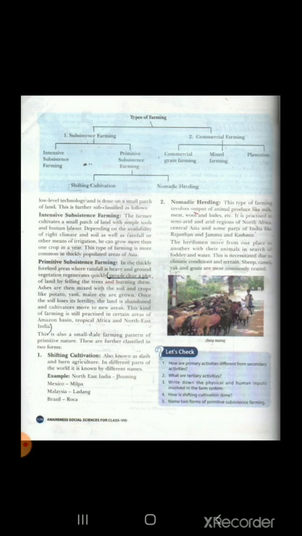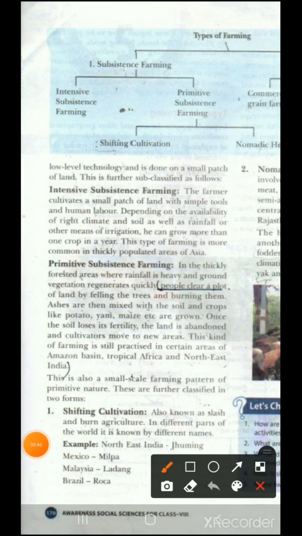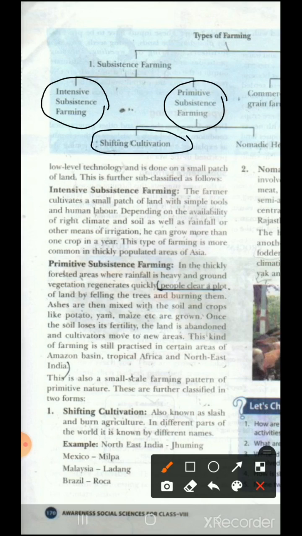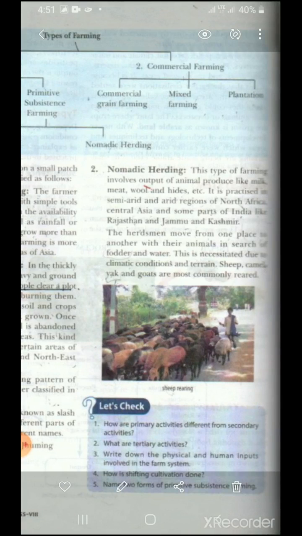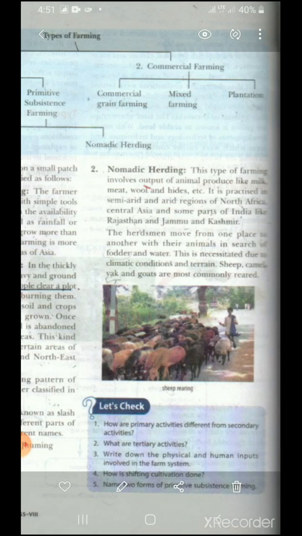Now, the subsistence farming is generally of two types. One is intensive subsistence farming and the second one is primitive subsistence farming. The primitive subsistence farming includes shifting cultivation and nomadic herding. Next is the commercial farming. Commercial farming is divided into three categories: commercial grain farming, mixed farming, and plantation. Now, let us see them one by one.